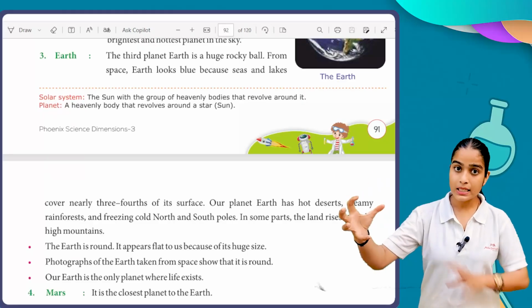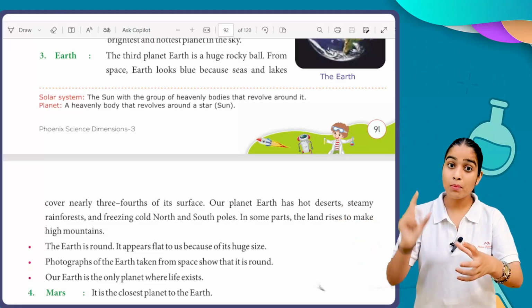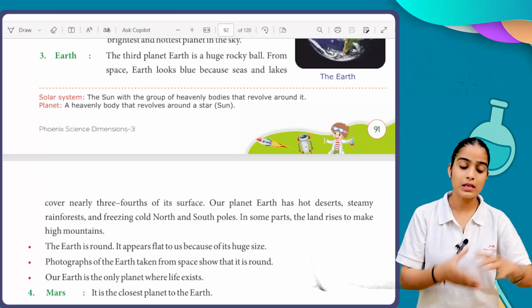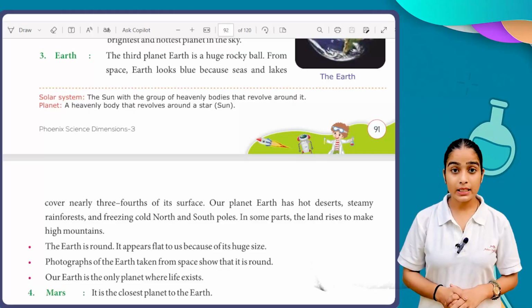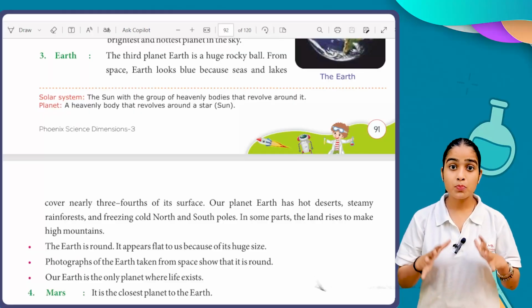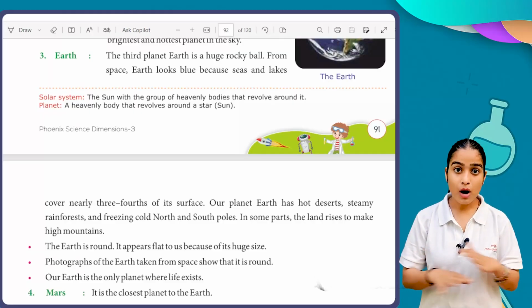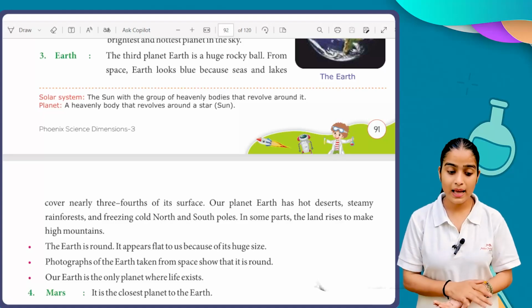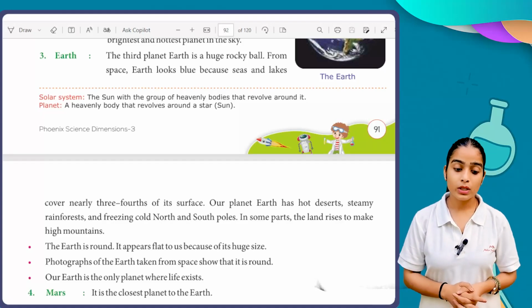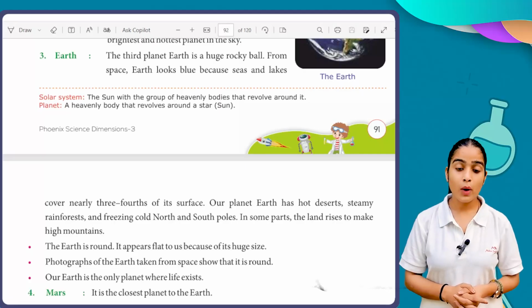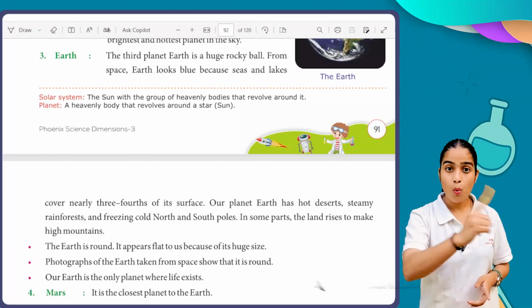So Mars is closest to the Earth and Mercury is closest to the Sun. Next, Jupiter is the biggest planet in the solar system. As compared to other planets, Jupiter is the biggest. Then Saturn. It is the only planet which is surrounded by 2 wide rings. In Saturn, we have 2 wide rings.